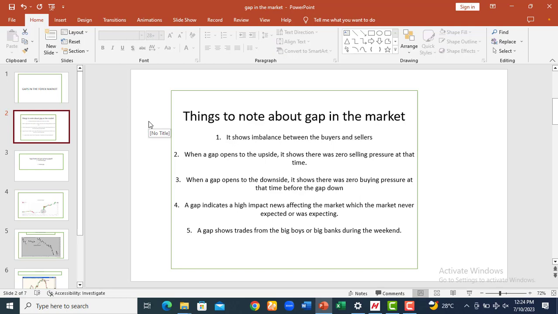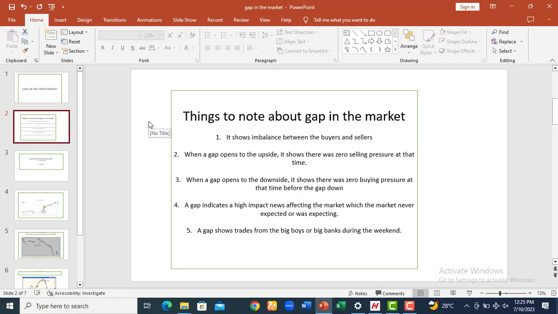Now, when a gap opens to the downside, it shows there was zero buying pressure at that time before the gap down. When you see a gap opening down like a space, with the market in a bearish trend or a downtrend, selling, then it gets to a point where you see it leaving a space to the downside. It's actually trying to tell you that in between that space there was zero buying pressure. Nobody was willing to buy at that price. That was why the market gave a gap to the downside.